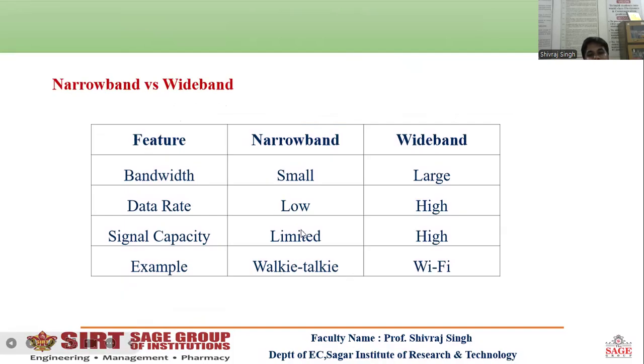This is the comparison table for narrowband and wideband. In terms of bandwidth, narrowband has a small bandwidth and wideband has a large one. In terms of data rate, narrowband has a low data rate, while wideband has a high data rate. Signal capacity is limited in narrowband due to the low bandwidth, and wideband has high signal capacity due to large bandwidth. In terms of example, narrowband uses walkie-talkie, and in terms of wideband, we can use Wi-Fi.